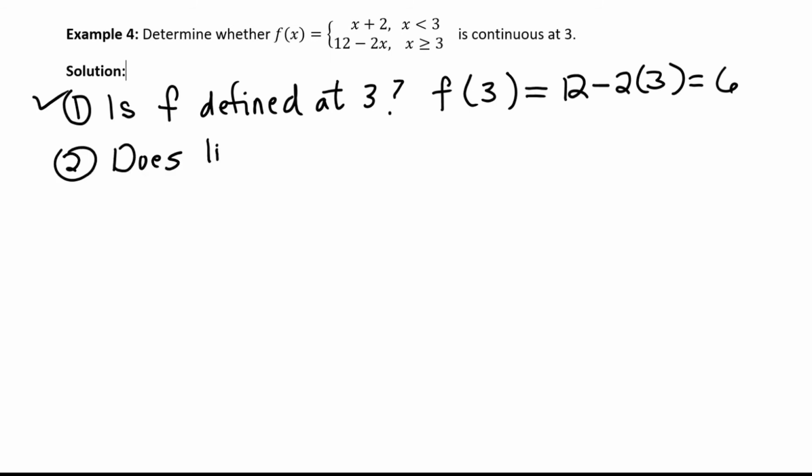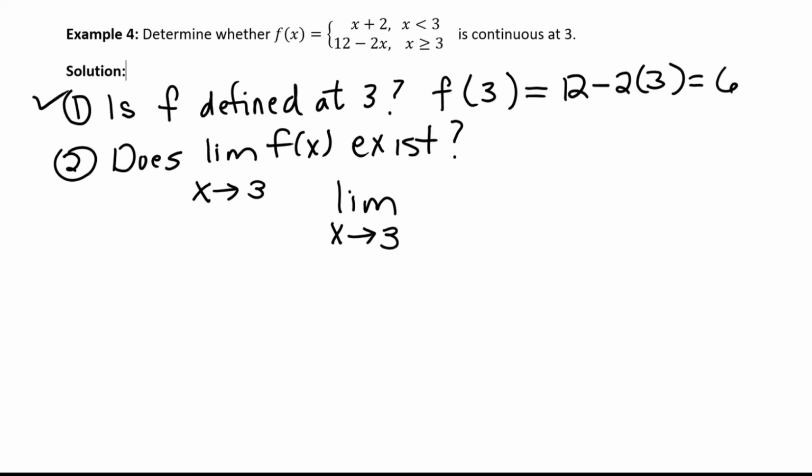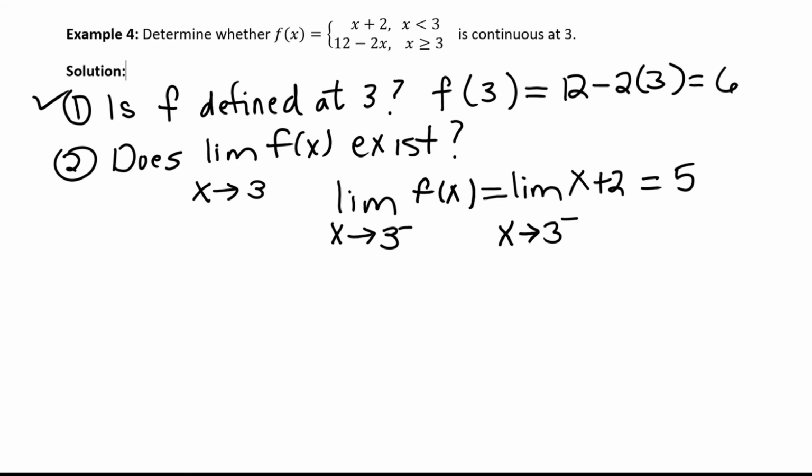Does the limit as x approaches 3 of f of x exist? To answer this, we need to compute both the left hand and the right hand limit. So let's start. The limit as x approaches 3 from the left of f of x. Left means less than, so we're going to compute that for the x plus 2. So that would be the limit as x approaches 3 from the left of x plus 2. Doing direct substitution, you're going to get 3 plus 2, which is 5. So the left-hand limit exists.